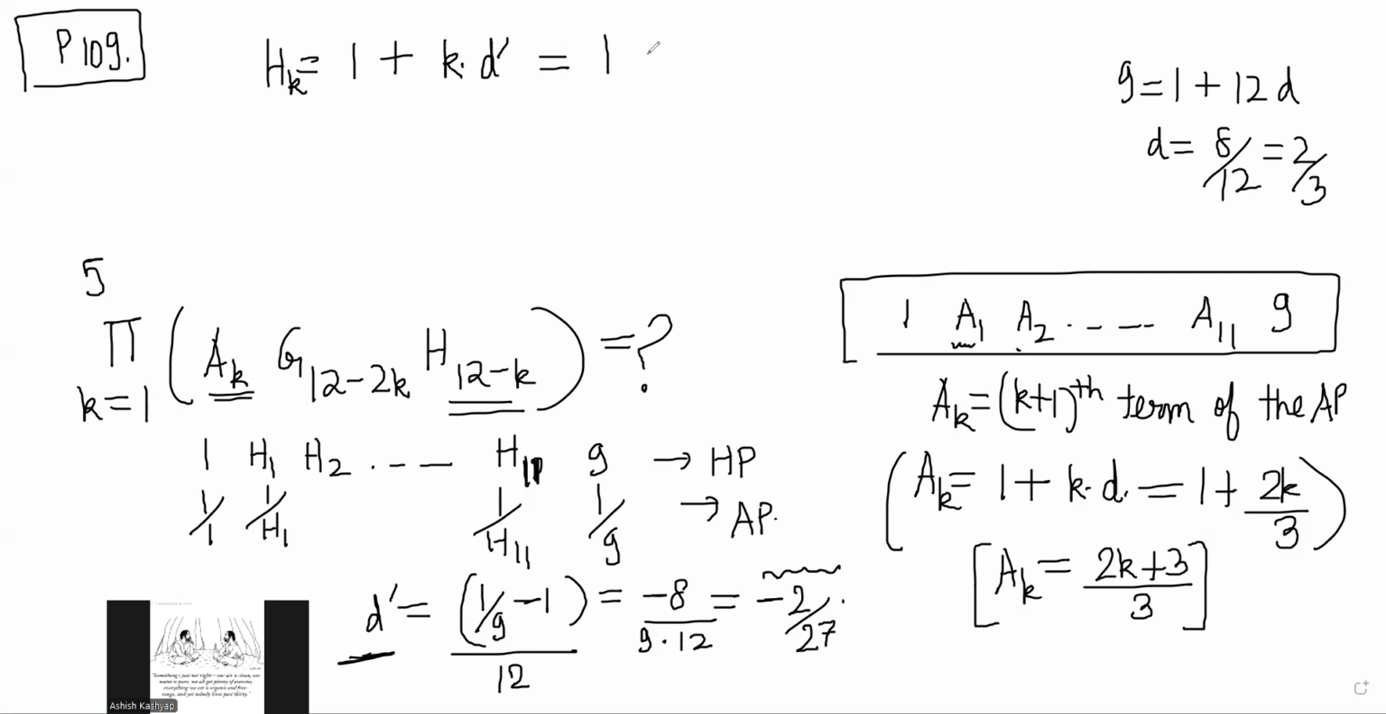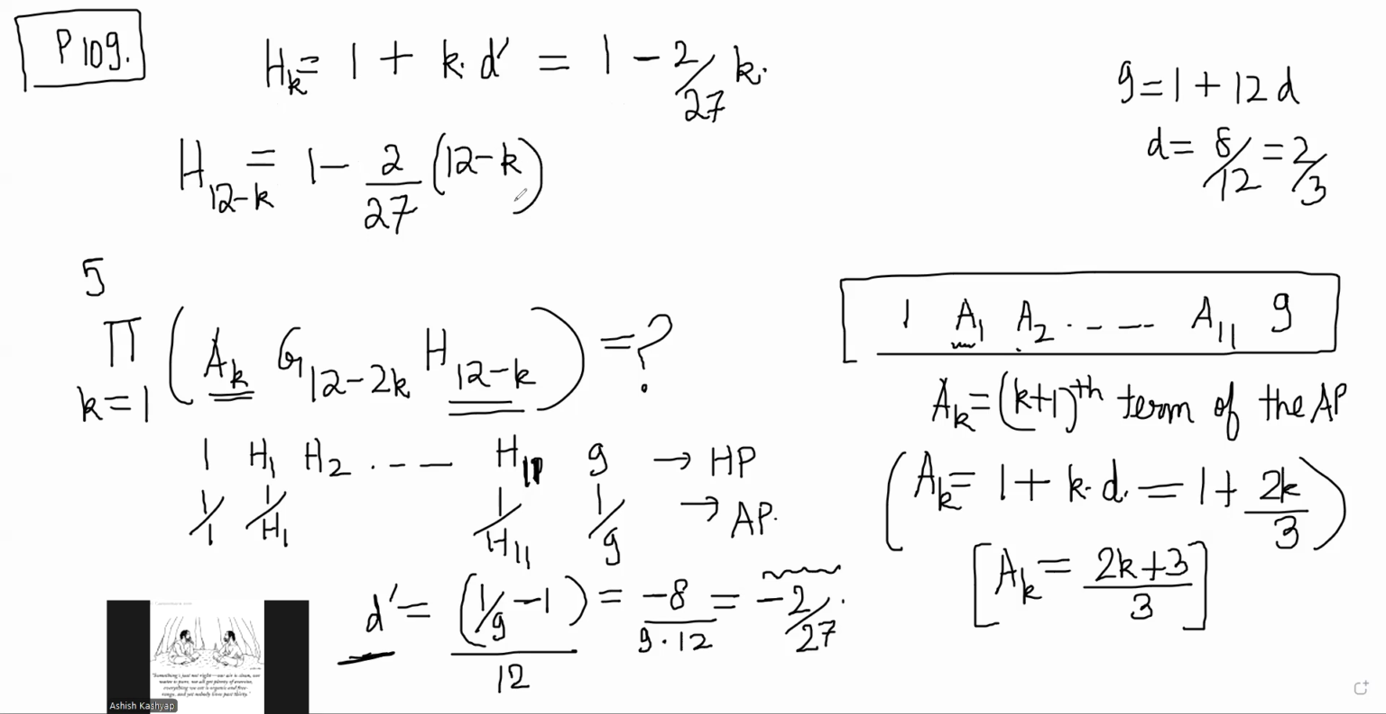And if you realize D dash is minus 2 by 27, so minus 2 by 27 into K, and this is my HK. So what will be H of 12 minus K? That will be 1 minus 2 by 27, 12 minus K, right? So let's think about what this comes out to. 1 minus 24 by 27 plus 2K by 27. So this becomes basically 3 by 27, so it is 2K plus 3 by 27, right?